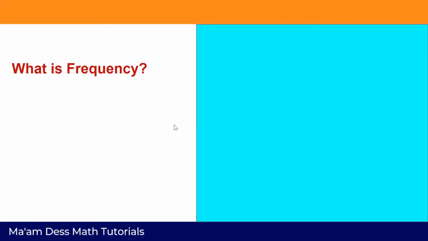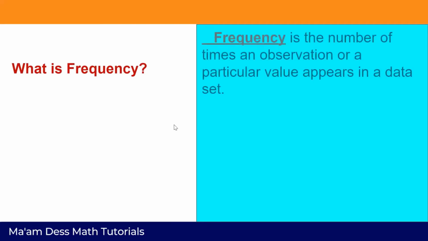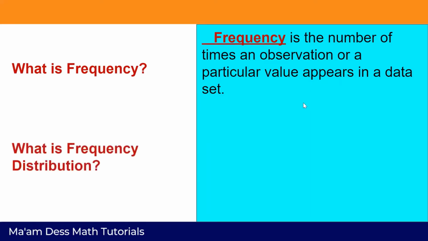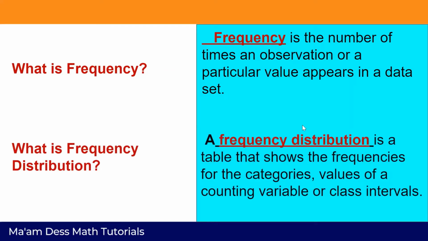Okay, now, so what is frequency? Frequency is the number of times an observation or a particular value appears in a dataset. Ayan, ito yung mga number na nakikita natin in observation. Next, what is frequency distribution? A frequency distribution is a table that shows the frequencies for the categories, values of counting variable or class interval.